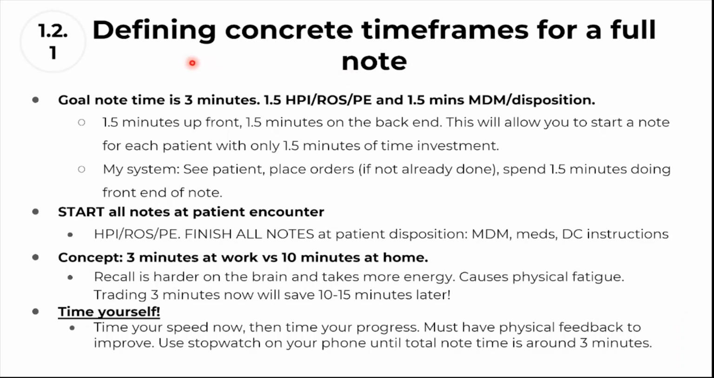So defining concrete timeframes for a full note. Just to get this down and get the logistics down, your goal note time is about 3 minutes, maybe 3 to 4.5 minutes. You're looking at 1.5 minutes for an HPI, ROS, and physical exam, and this should be even less in some cases, and 1.5 minutes for an MDM and a disposition. Again, this is going to be an average among patients. However, some you will be able to get done in 30 to 45 seconds up front, and some will be quicker on the back end as well and will take longer.